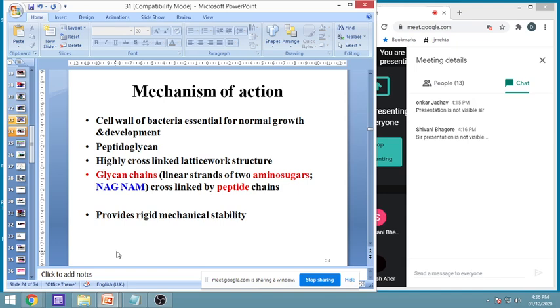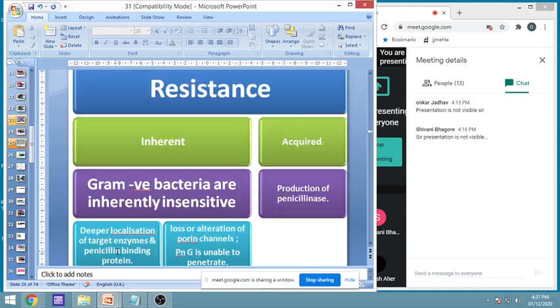Particularly, they do not allow osmotic changes, so the water molecules cannot go inside, and the hyperosmolarity inside the bacterial cytoplasm will remain as such. But as soon as the wall is not there, then because of osmotic pressure water will go inside, and too much water will cause bursting of the cell.